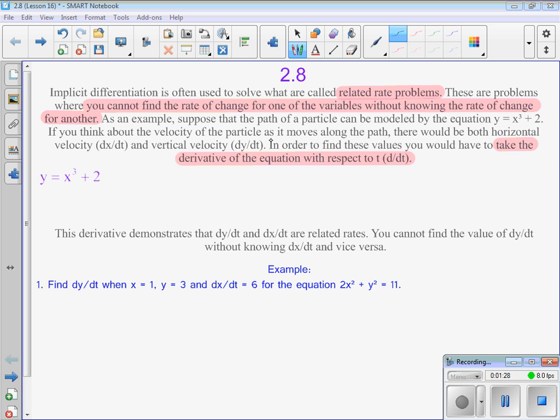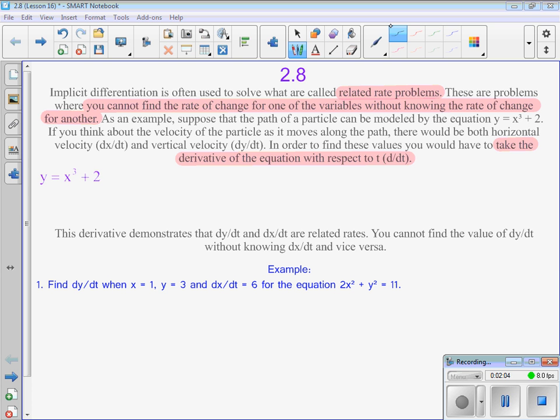So as an example, suppose the path of a particle can be modeled by this equation. If you think about the velocity as it moves along the path, there could be a horizontal velocity and a vertical velocity, and you can take the derivative with respect to time to find that. So, you guys ready? Do you guys remember implicit differentiation? Very last section. Okay? When I took the derivative of y, what did I need? A dy dx, right? When I took the derivative of x, did I need anything like that? No, because I was taking the derivative with respect to x, okay?